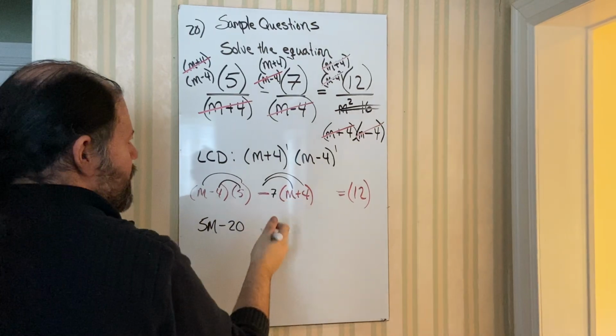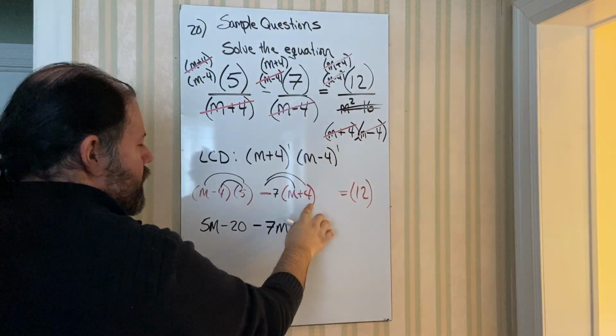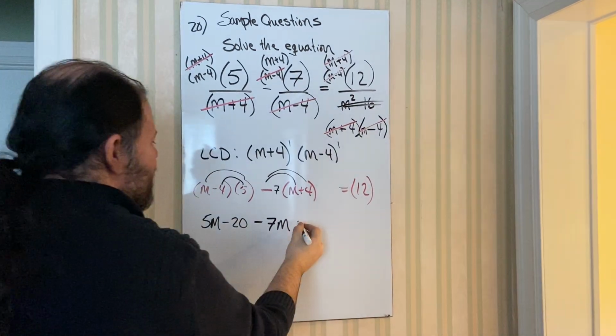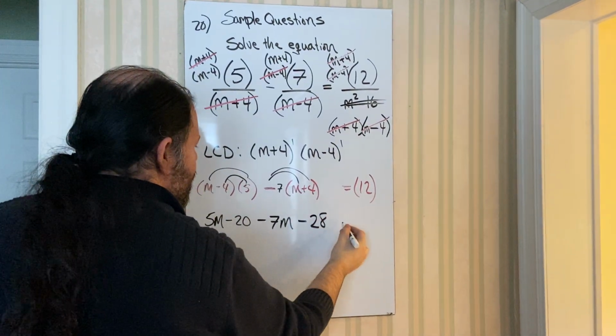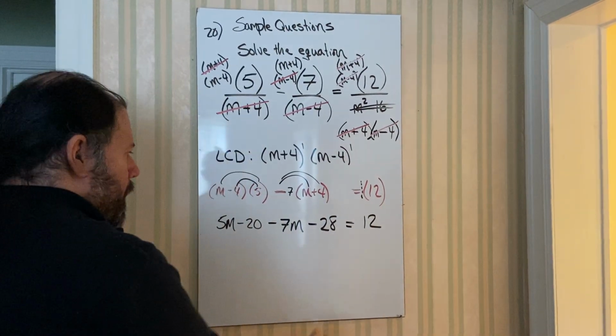So negative 7 times m is negative 7m. Negative 7 times positive 4, negative 28. And then here, 1 times 12 is 12.